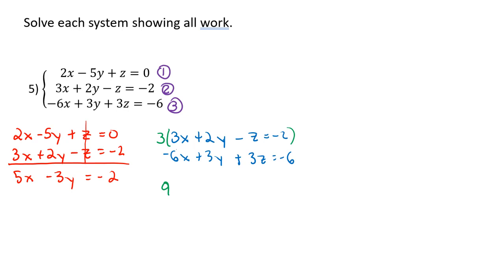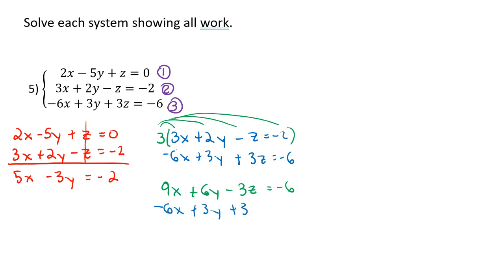I'm going to get a 9x, a 6y, a negative 3z, and negative 6. I just distributed the 3 to all the terms in the equation. My bottom equation is going to be negative 6x, 3y, positive 3z equals negative 6. Now when you look at it, you can see that positive 3z and minus 3z makes 0. So those are going to cancel out. And so now we're going to have 3x plus 9y equals negative 12.